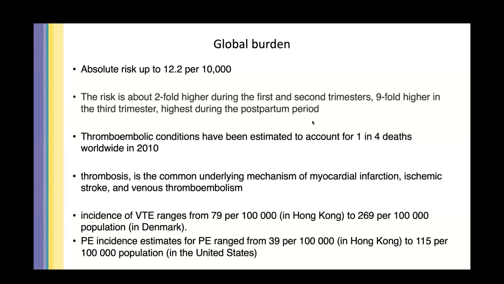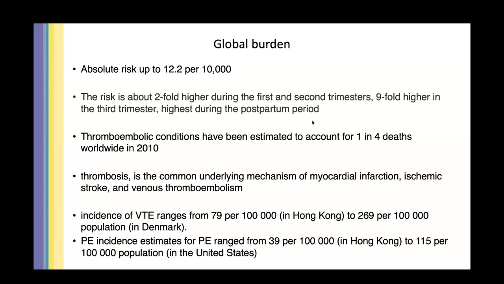I've just given a slide here to show the global burden of VTE in pregnancy. Generally, we know that thrombosis, either arterial or venous, causes significant non-infectious deaths, including myocardial infarction, ischemic stroke, and what we are talking about here, venous thromboembolism. From various countries, and maybe based on population genetics or otherwise, which we've not studied very well, the incidence of venous thromboembolic disease ranges differently from one country to the next.